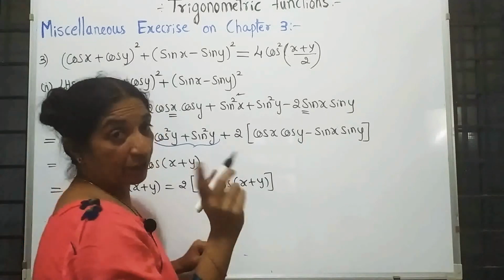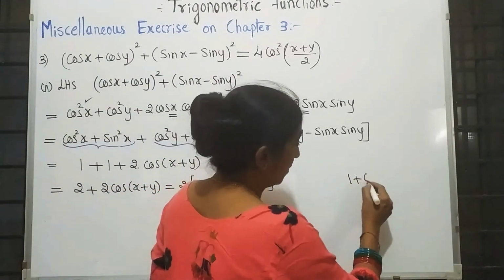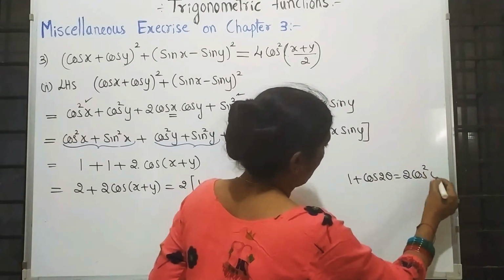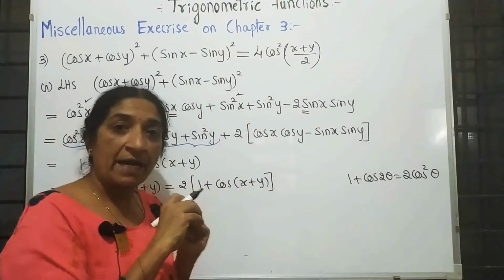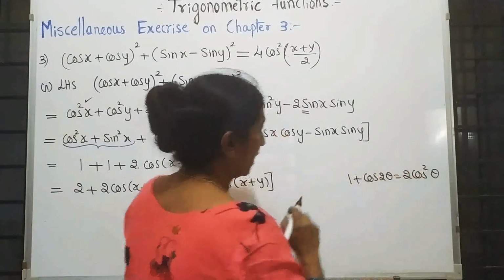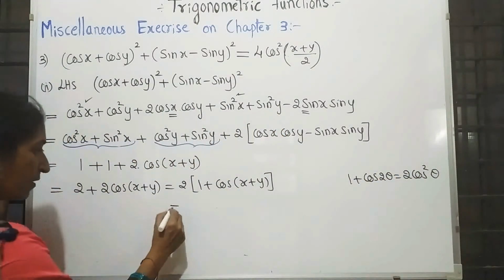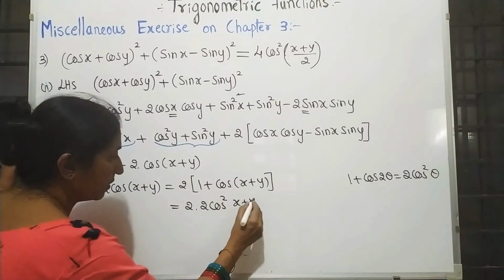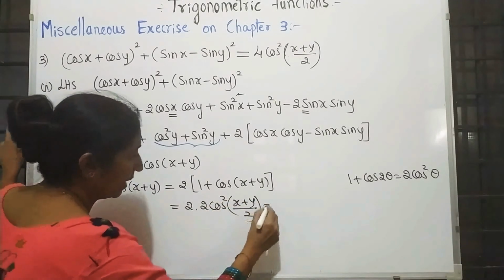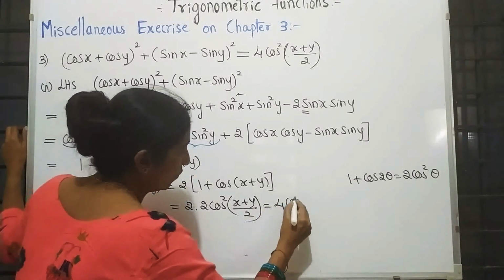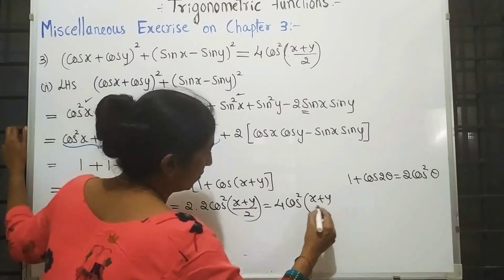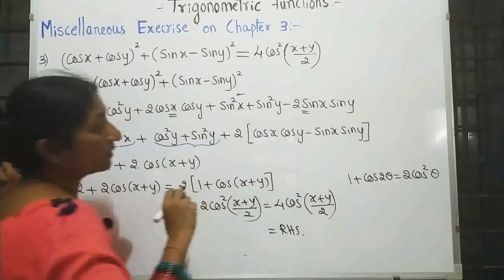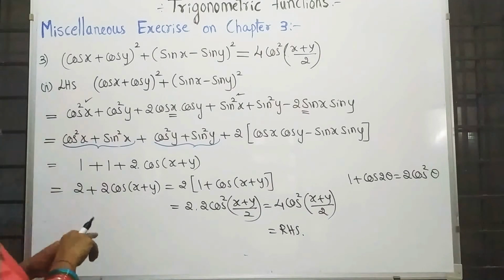Now we are familiar with multiples and submultiple. 1 plus cos 2 theta is 2 cos square theta, and I told you the principle behind this formula. Whatever is angle, angle becomes half. It is 2 into cos square x plus y by 2. So final answer is 4 cos square x plus y by 2, and that is nothing but RHS. See, is it simple or what? Yes, the sum is very simple.